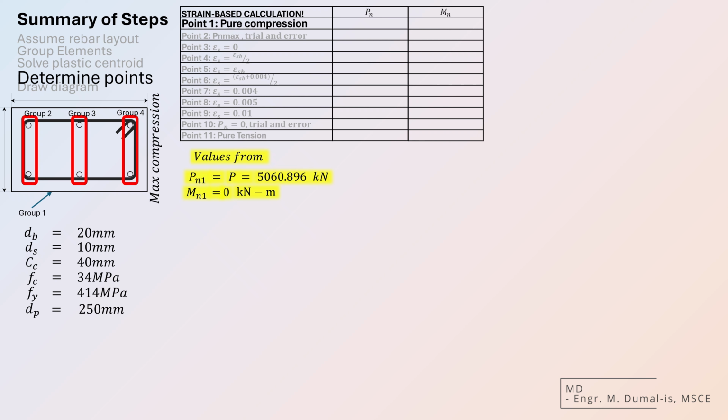Let's start with point 1. Here, Pn1 is simply the total axial capacity from our plastic centroid analysis. The corresponding Mn1 will be 0. This represents pure compression without bending.